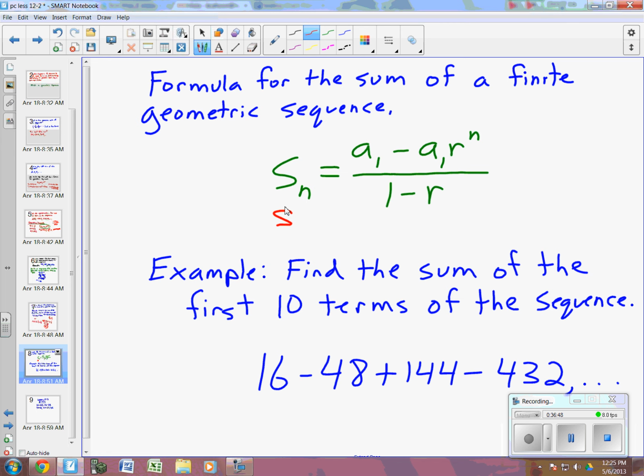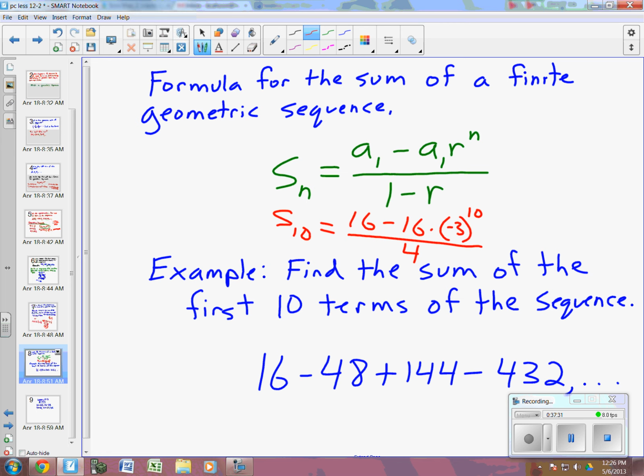S sub what, you guys? 10. I'm finding the sum of the first 10 terms is what that means. Equals A sub 1. What's A sub 1? 16. It's the first term, right? Minus A sub 1 times R. What's R? Negative 3. To the what power? 10th power. All divided by 1 minus what? 1 minus negative 3, which is 1 plus 3, which is 4, right?